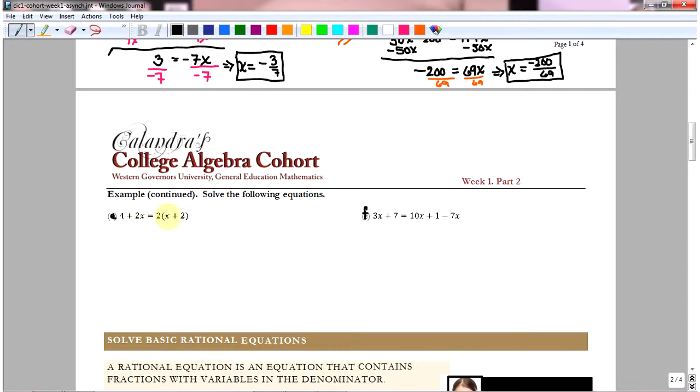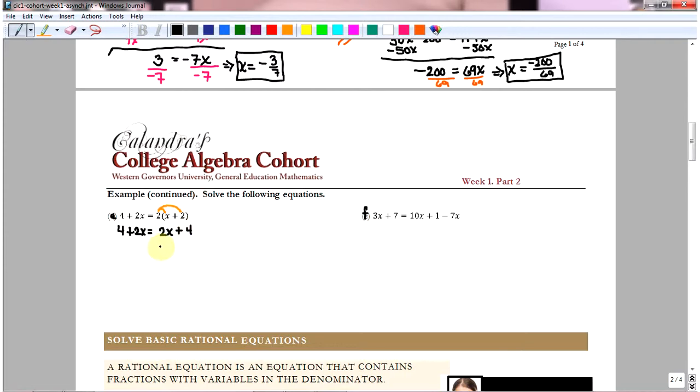So hopefully the first thing you recognize is that on the right, we need to go ahead and do that multiplication so we can get rid of our parentheses. So the left is staying the same at 4 plus 2x. On the right, we end up with a 2x plus 4.